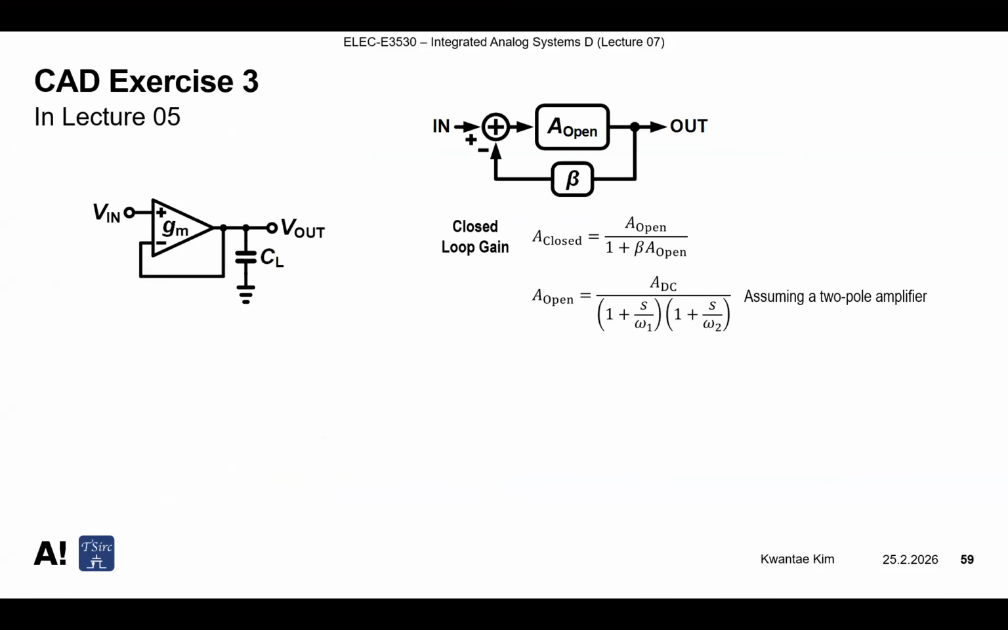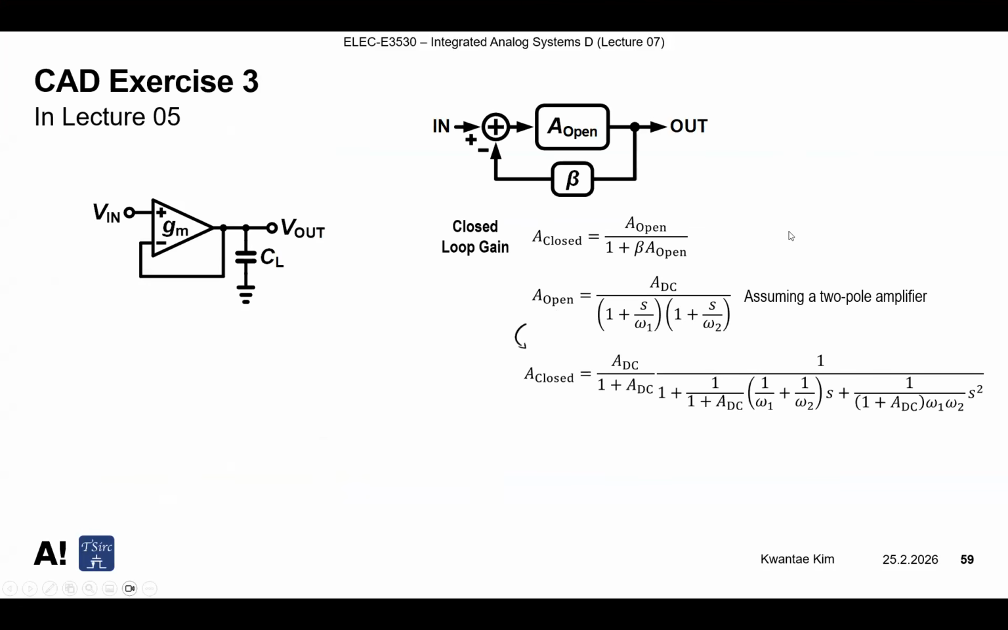The key question about CAD exercise 3, question 2 was analyzing this kind of circuit using the closed loop gain format. Let's assume it has a two-pole system for the core amplifier. Then you can plug this open loop gain into the closed loop gain equation, and the result is like this. We went through this equation in the previous lecture, I think it was lecture 5.